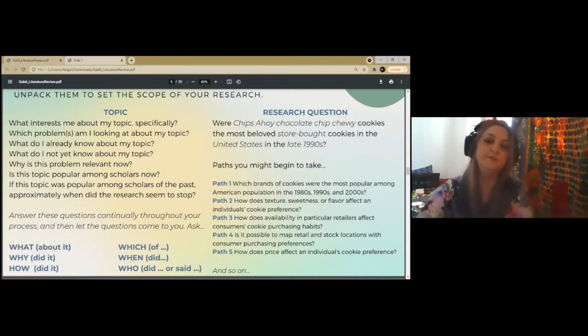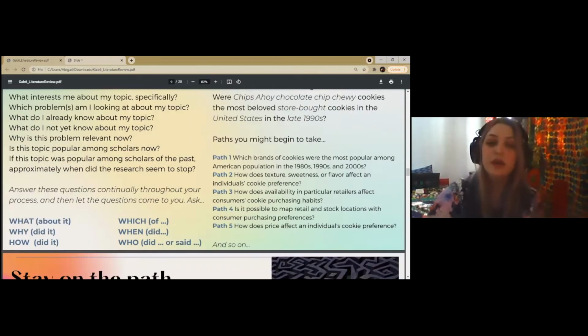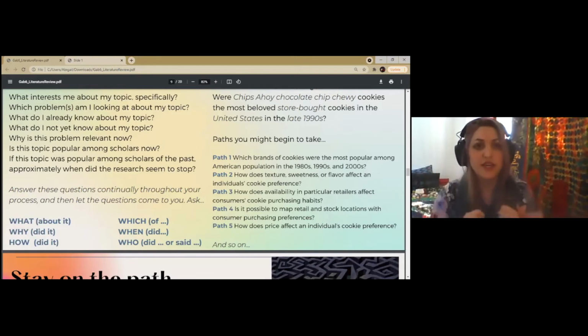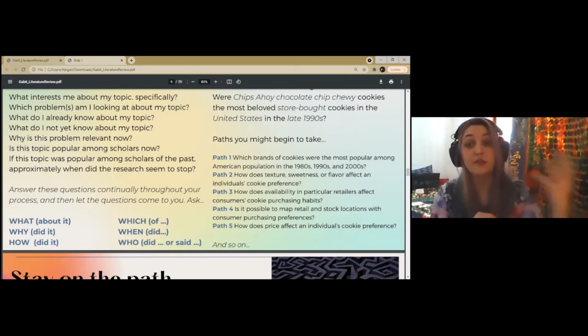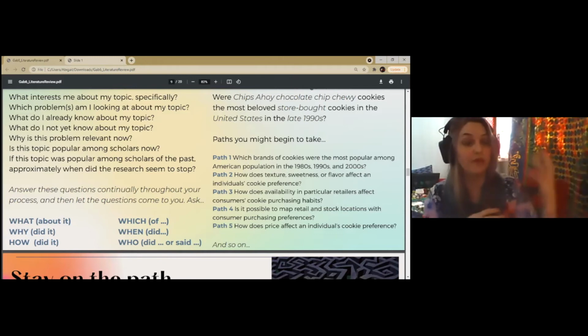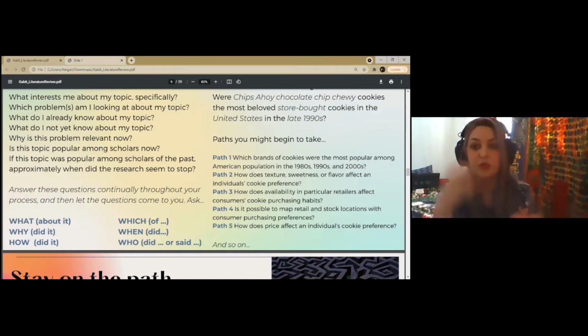Yeah. So the paths we might want to take for that would be, first, which brand of cookies were the most popular in these 3 decades for comparison? Second, how does the texture and sweetness and everything about a cookie actually affect the preference? Thirdly, how does the availability with the retailers, places that sell it, affect the purchasing habits? Fourth, is it possible to map the locations of the stores and the purchasing and the quantities? And fifth, how does the price affect it? And there could be many more questions as you pull that apart.